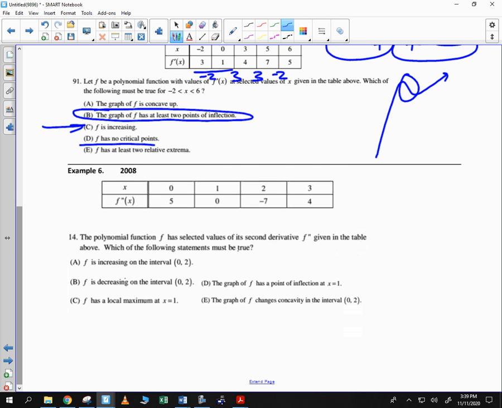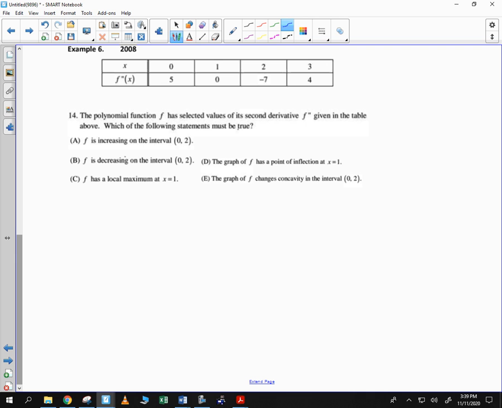Let's look at this last one. Polynomial f has selected values of its second derivative. We're given the second derivative here, okay? And remember, every time you see second derivative, you think about concavity, concave up, concave down, you think of inflection. So those are the things that you want to come to your brain when you see that. And it says, which must be true?